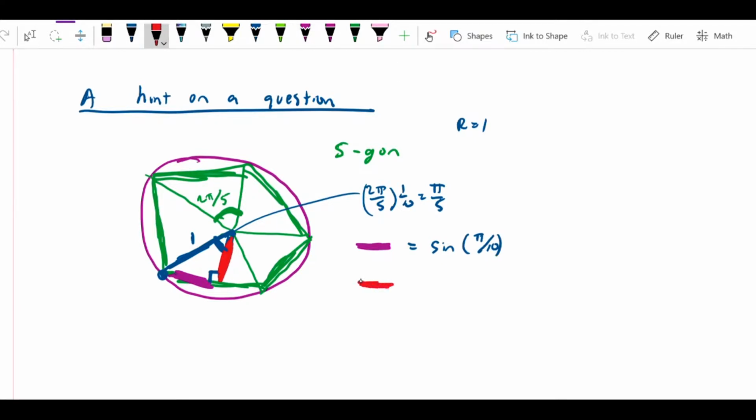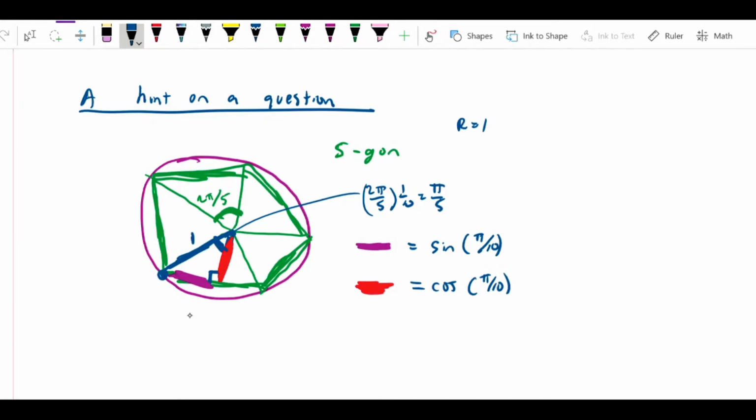and the red side will have a length of cosine of pi over 10. I would go over that in detail, but we've already done trigonometry. You've done it in pre-calc, you've done it in algebra. We did it at the beginning of the semester, so just go and review your notes to see why, with a triangle whose hypotenuse is 1, the red side is going to have a length of cosine pi over 10, and the purple side will be sine of pi over 10.